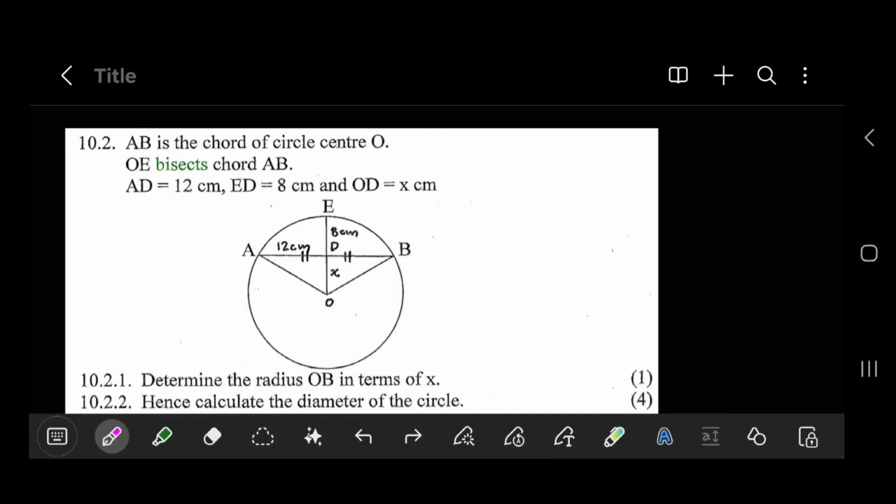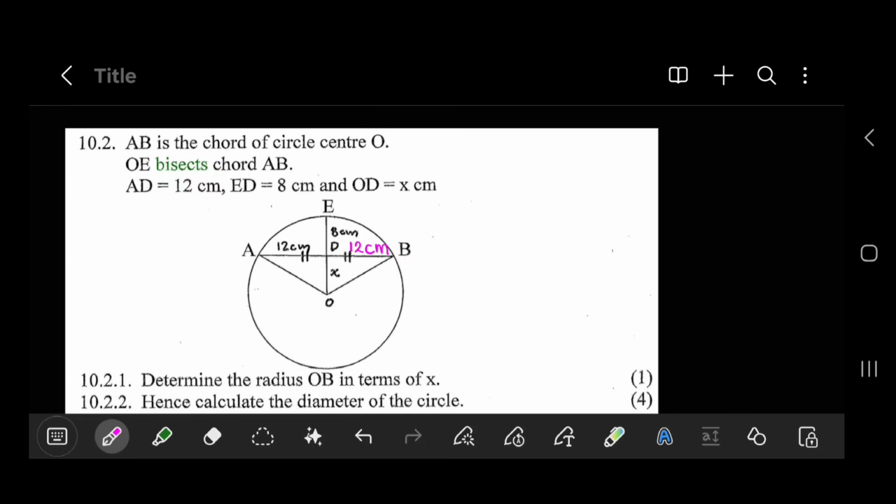Before we even read the questions, what we know is that since AD and DB are equal to each other, DB is also 12 centimeters. It's good to have that there so that we don't forget about it when we need to do the calculations. Now, the first question says, determine the radius OB in terms of X.